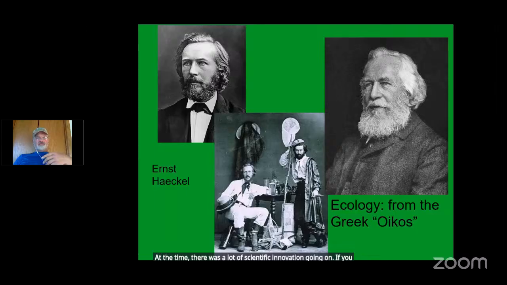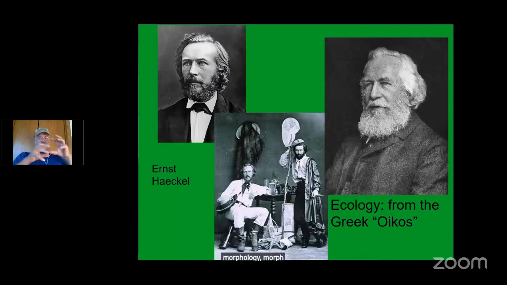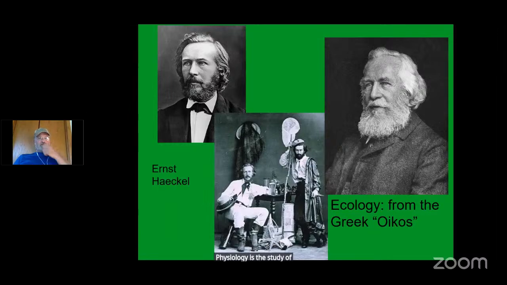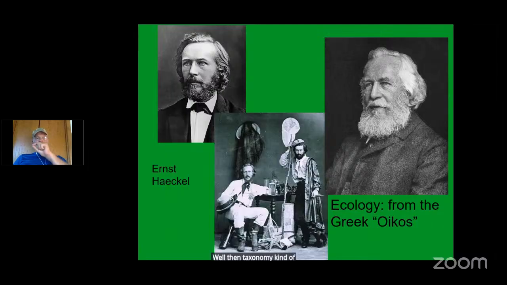At the time there was a lot of scientific innovation going on. If you can imagine, the 1860s. This is like the peak of the Royal Horticultural Societies around the world, and the peak of plant and animal exploration around the world. There were basically three different branches of biology. Morphology, like you can think things morph and change. It's the study of the forms of organisms. Physiology is the study of the functions of organisms, so it'll study muscles and bones and organs and metabolism. Then taxonomy classifies and organizes different life forms according to their likeness.